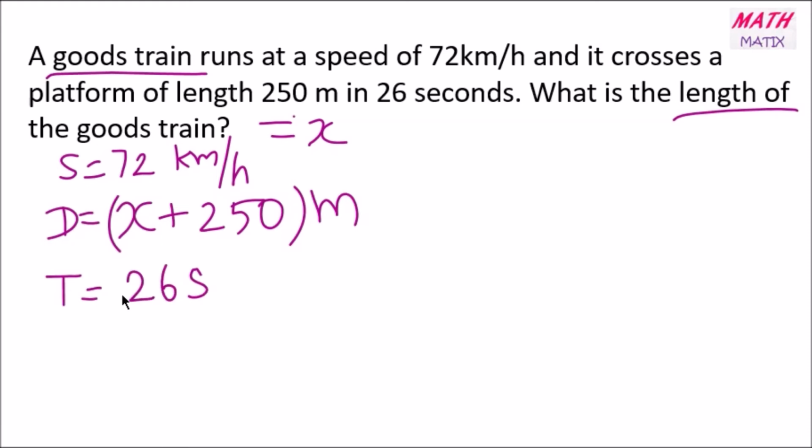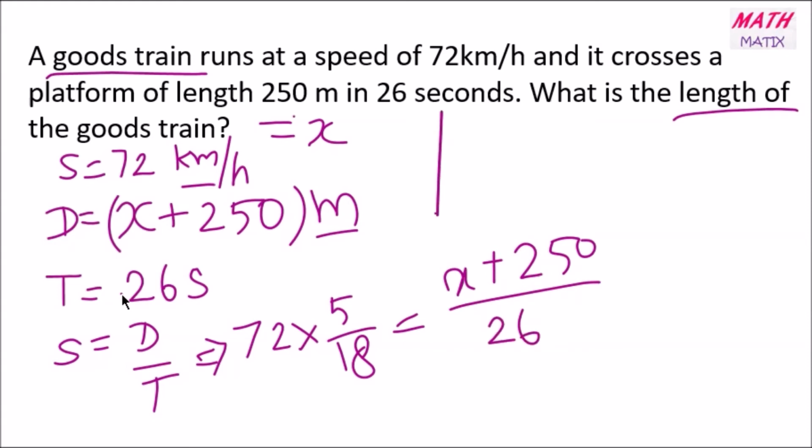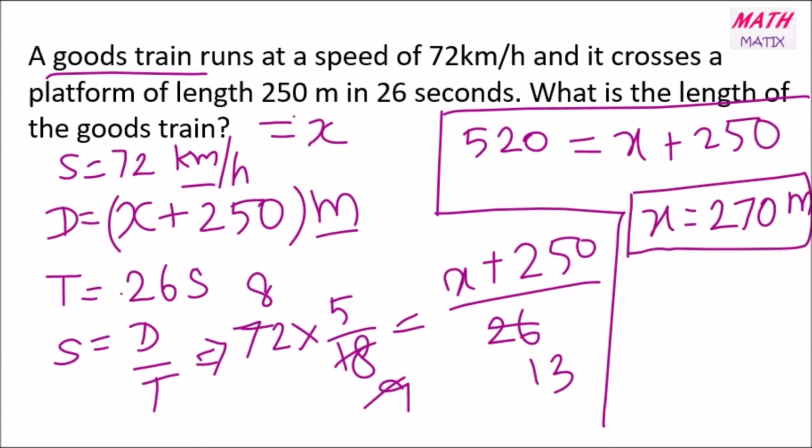We know the formula for speed: speed equal to distance by time. Here the speed is given as 72 kilometer per hour, but the time is in seconds, so we have to convert this kilometer per hour into meter per second. So I am multiplying it by 5 by 18, equal to distance, x plus 250, divided by 26. If we simplify this, the length of the goods train is 270 meters.